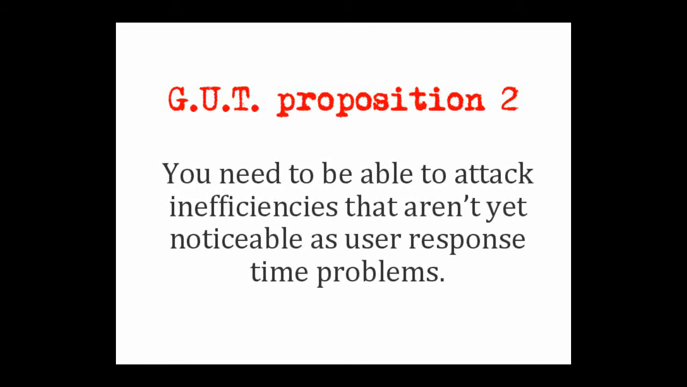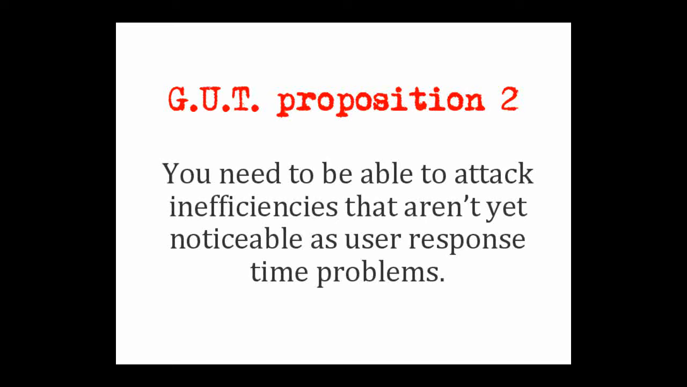So for example, imagine that posting hurts and you're required to fix it. You know, the month-end post where you close the books and all that. So why should you care? Well, this one's easy because people with torches and pitchforks will follow you home. Proposition number one. Good. Proposition number two is that you need to be able to attack inefficiencies that aren't yet noticeable as user response time problems.